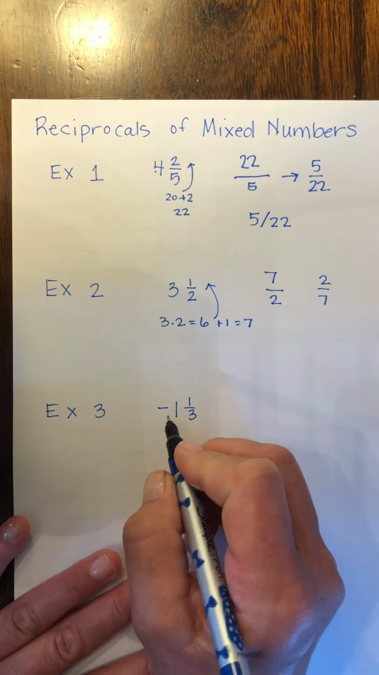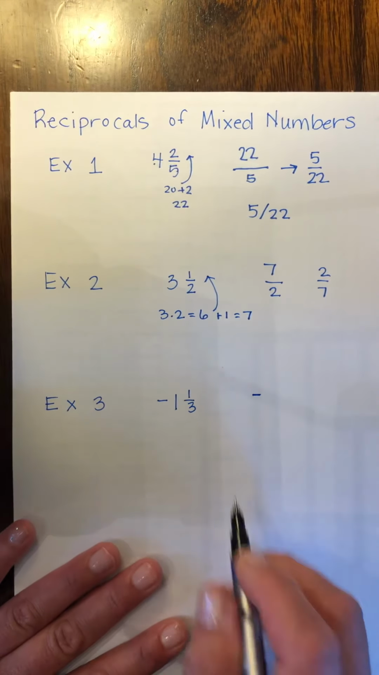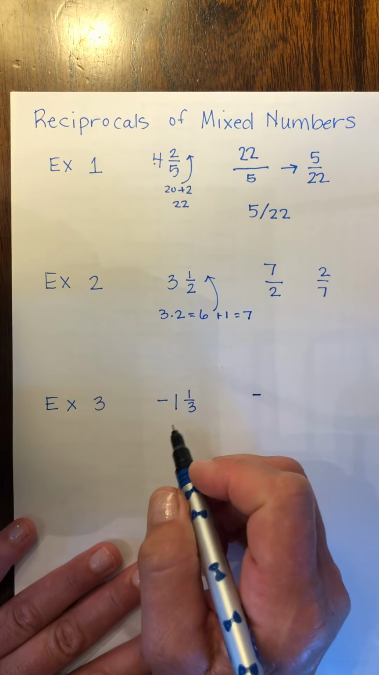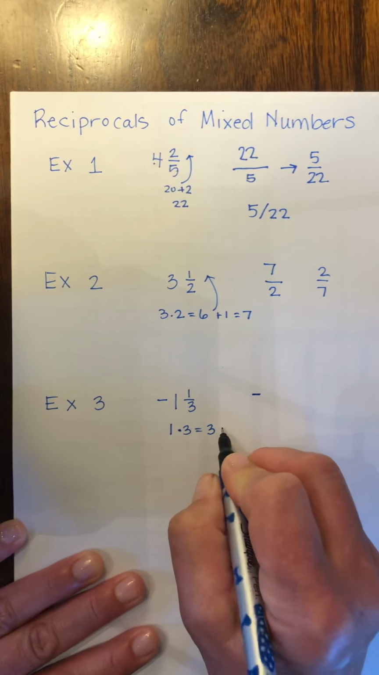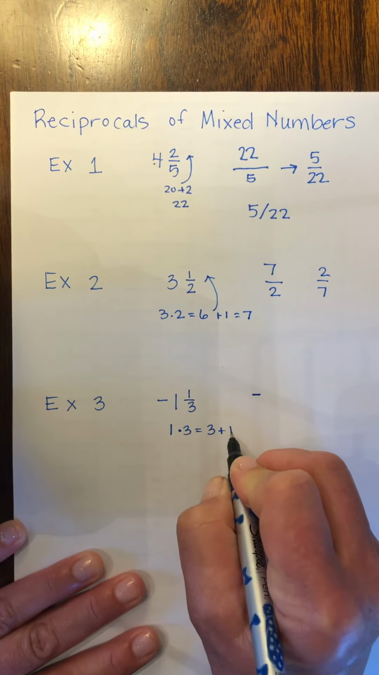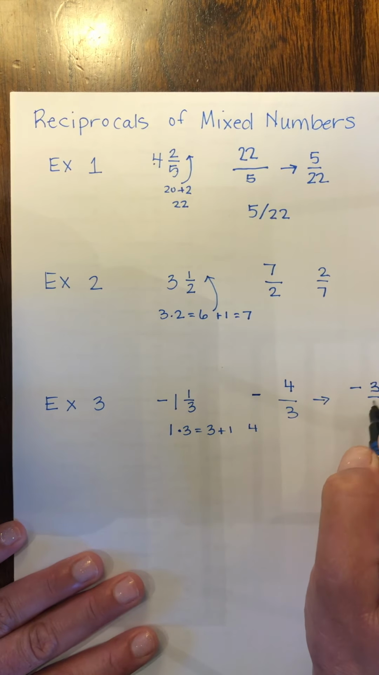Now, if you have a negative out here in front, that just tells us that our fraction is going to be negative, but especially if you're using a calculator, don't do -1 times 3 plus 1. That will give you the wrong answer. It's just 1 times 3, so that would give me 3. And then I add the numerator, that gives me 4. So that's the top of this fraction. So it'd be 4 over 3. And then when you do the reciprocal, you just flip it. But the reciprocals of a negative number are always negative. Okay, so we flip it.